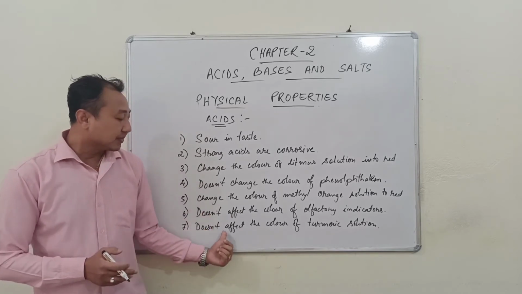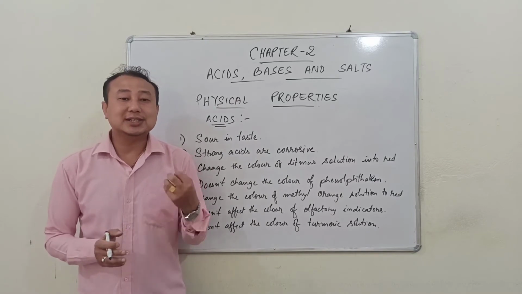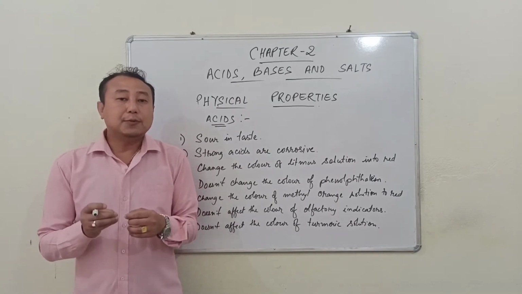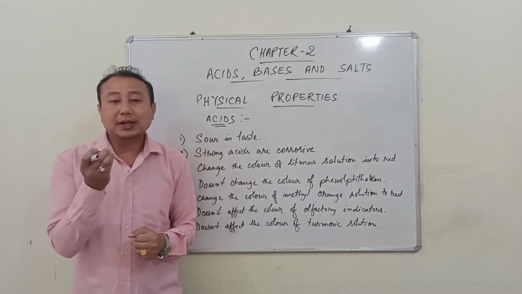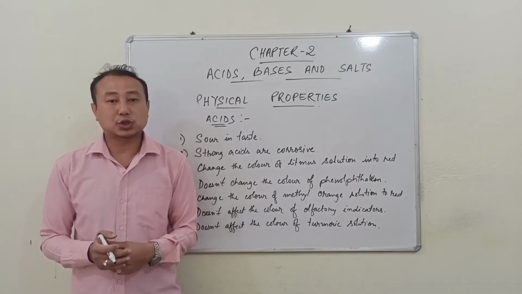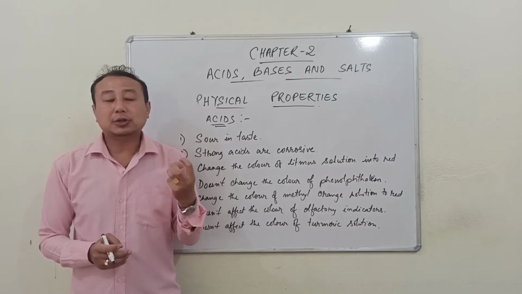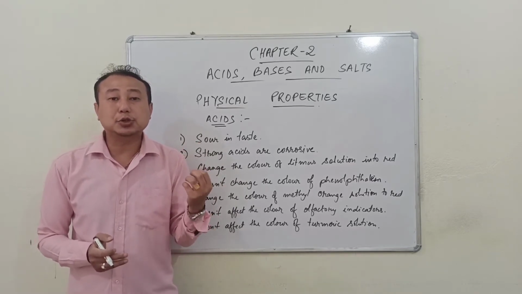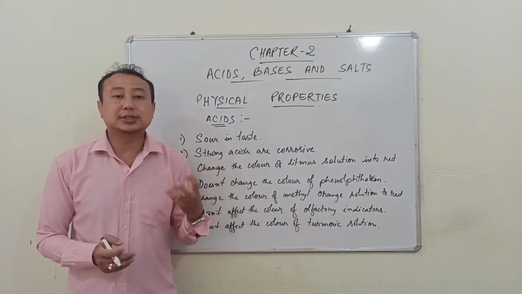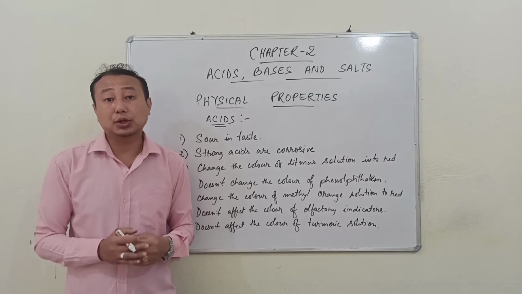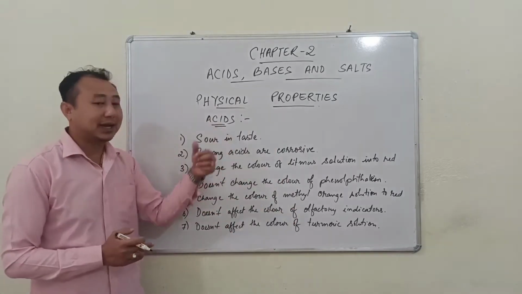The last one is, does it affect the color of turmeric solution? Turmeric, as we know, is yellowish in color. If we mix some amount of turmeric powder or the crushed turmeric with some amount of water, then we can get the turmeric solution. So when this turmeric solution is mixed with an acid, the color of the turmeric solution remains unchanged, means it used to remain as a yellow color itself. So turmeric is one of the most common substances that we use in our home, and this can be used as an indicator also. So these are some of the physical properties of acids.